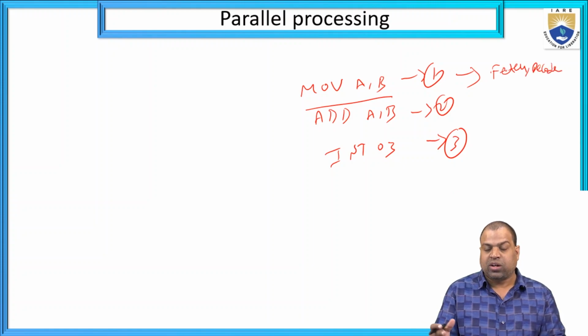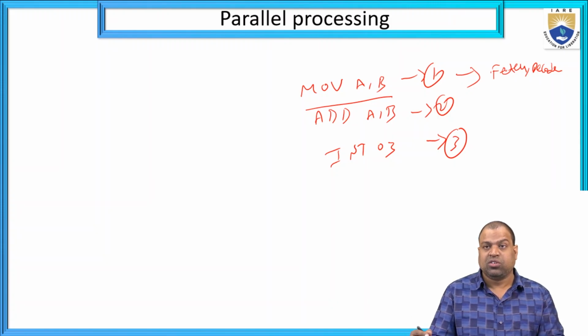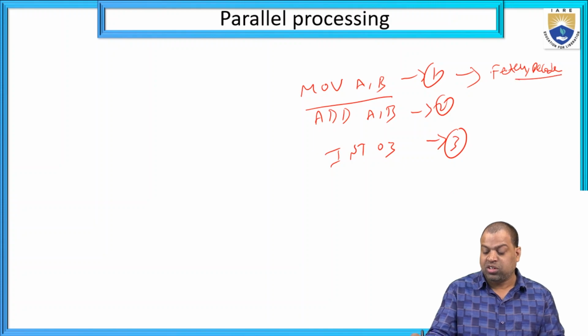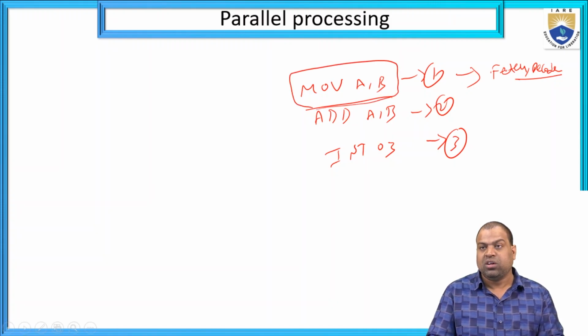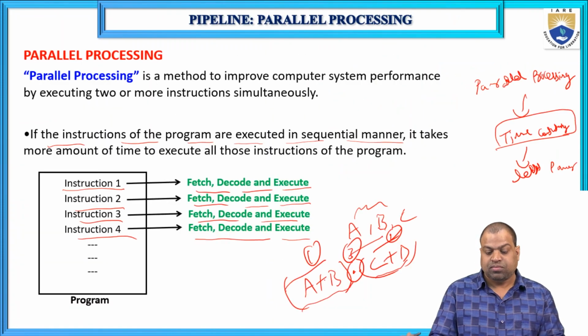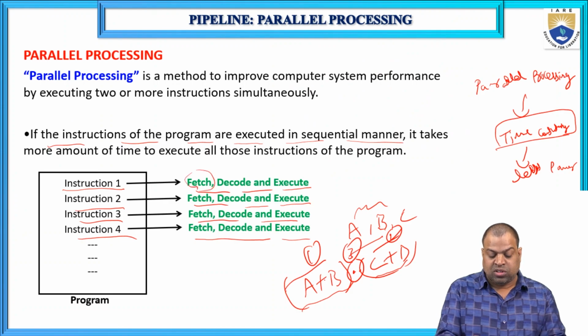Decoding means our high level language is converted to the machine language. Decoding means converting to binary. So my MOV A, B instruction is converted to binary, meaning low level or machine instructions. So this instruction is fetched from the memory, decoding converts it to binary, and then it is executed.